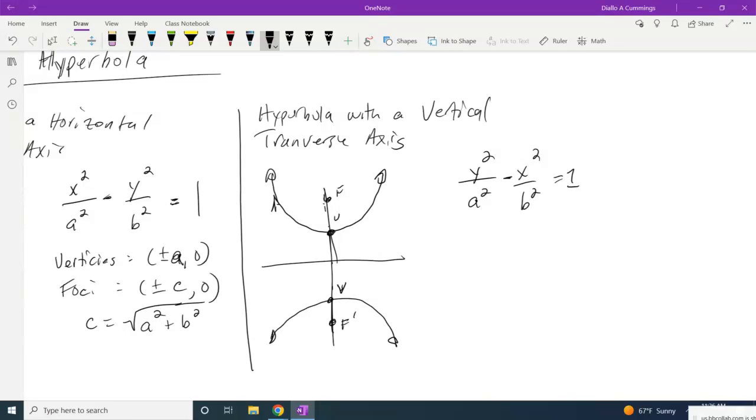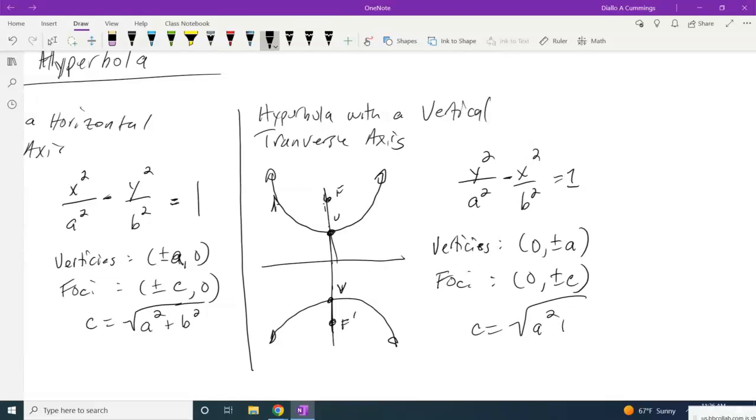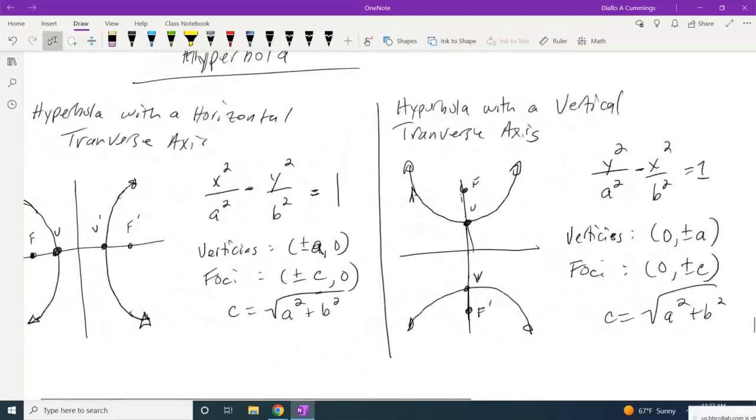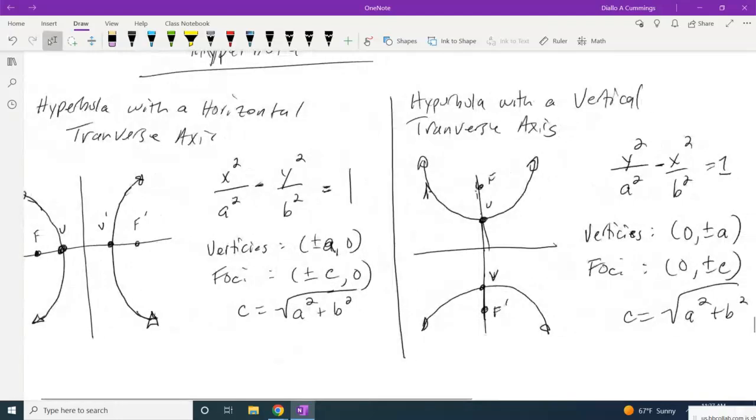So let's pull out the coordinates for the vertices. The vertices here are going to be (0, plus or minus a). The formula for the foci is (0, plus or minus c), and c is going to equal the square root of a squared plus b squared. So here are the two model forms.